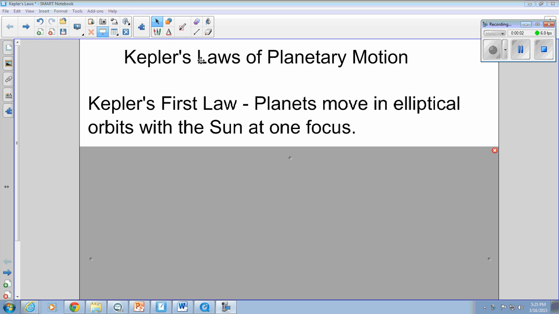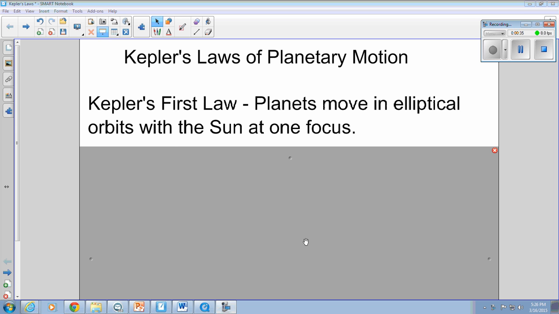We're going to talk about Kepler's laws of planetary motion. The first law is that planets move in elliptical orbits with the sun at one focus. Before this, people just assumed planets revolved in circles, and that's not exactly true. Kepler came up with the idea that they were actually moving in elliptical orbits with the sun at one focus.